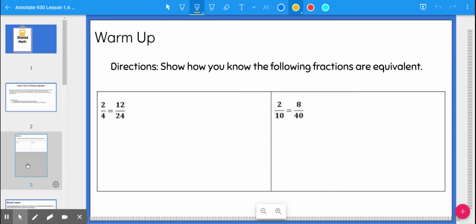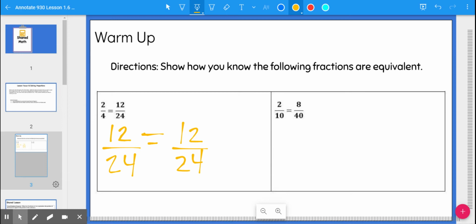is you have 2/4 is equal to 12/24. You could multiply our first fraction by 6 in the numerator and denominator. So 2 times 6 would give us 12, and 4 times 6 would give us 24. So we know 12/24 is equal to 12/24. So that is one way you could do it.